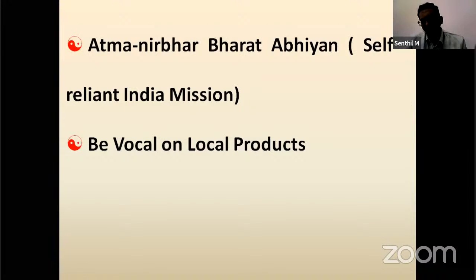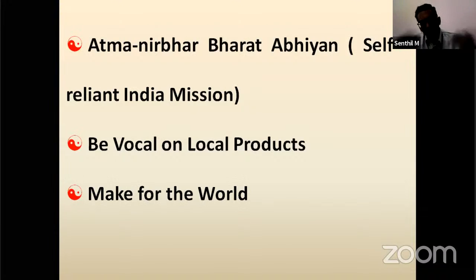So you can just think, out of 100 rupees you spend, 60 to 70 rupees you might be giving to some company which has come from a foreign land. So this is one more. And right now the government is also looking at make for the world. So we need to make for the whole world. That much potential is there, manpower is there. So we need to develop their skills. So right now what India requires is not degrees, it requires skills.